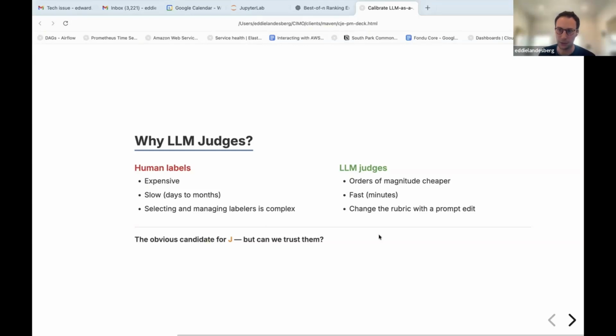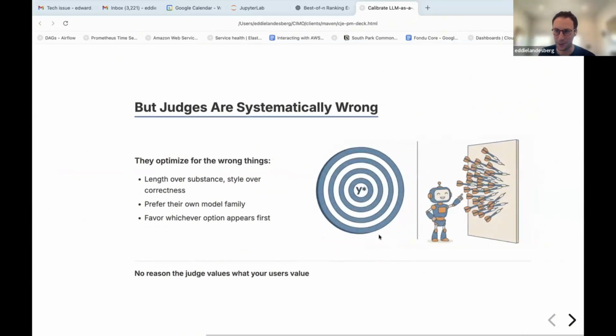It's orders of magnitude easier and more efficient than human labels. But the problem, which is probably why most people join this talk and are interested, is that there's no reason to expect that an LLM judge cares about the same thing that you care about, or what your business cares about, or what your users care about. So I'm using this Y star as your gold star, what you really care about.